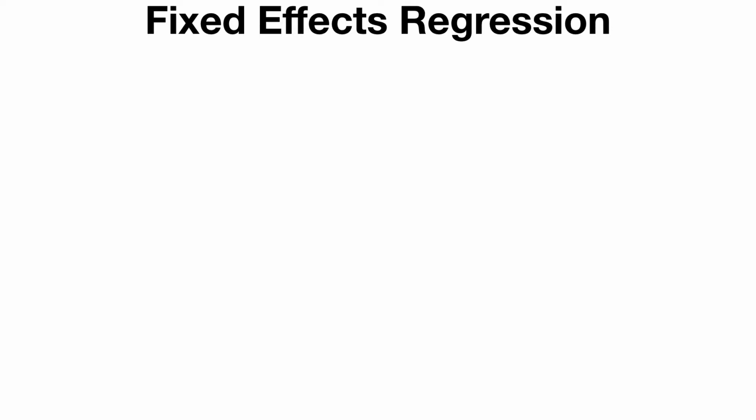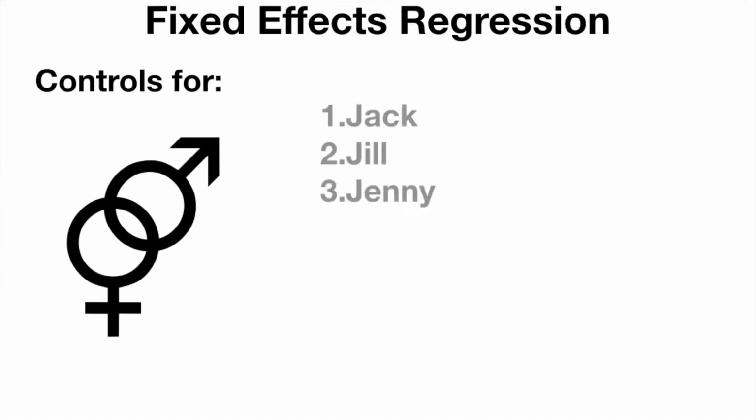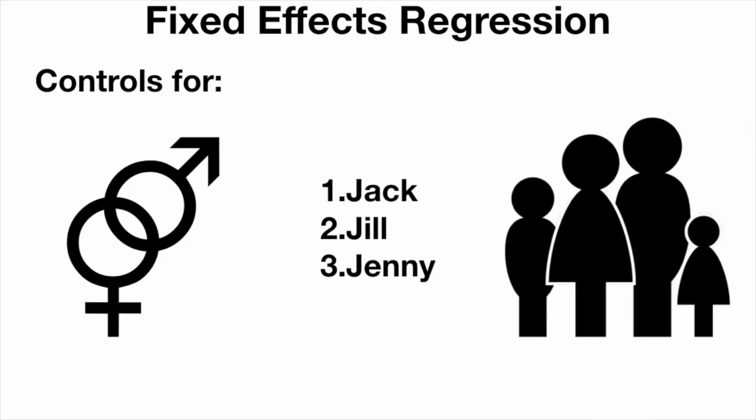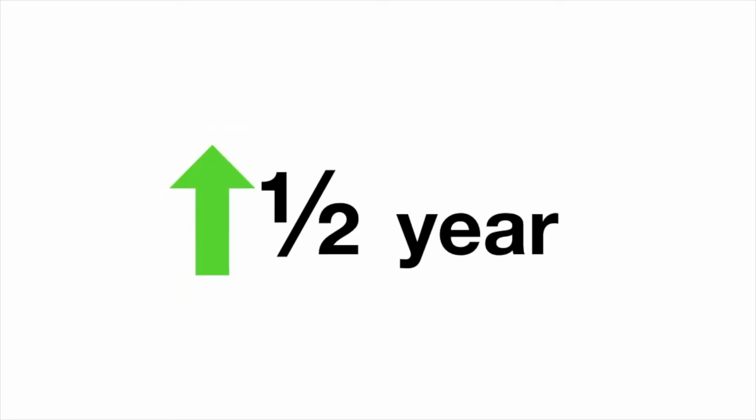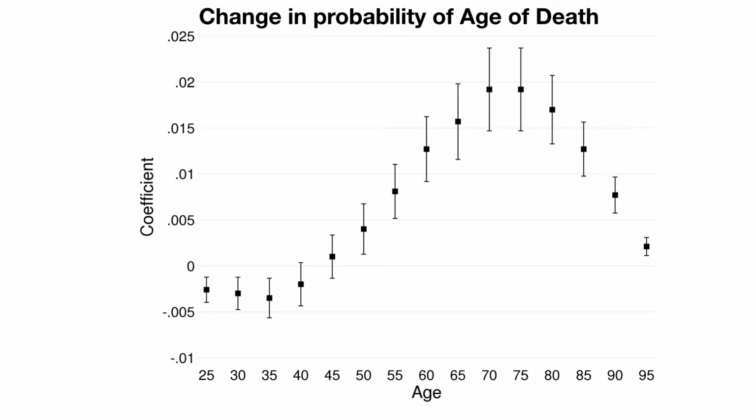To determine the effect of childhood spent in a dry county on longevity, we use a fixed effects regression model, which controls for classic demographic variables like gender, birth order, and other unobserved family characteristics. We find that on average, if you spend your entire childhood in a dry county, your life expectancy increases by half a year. This effect is driven largely by men and an increased likelihood of surviving to old age.